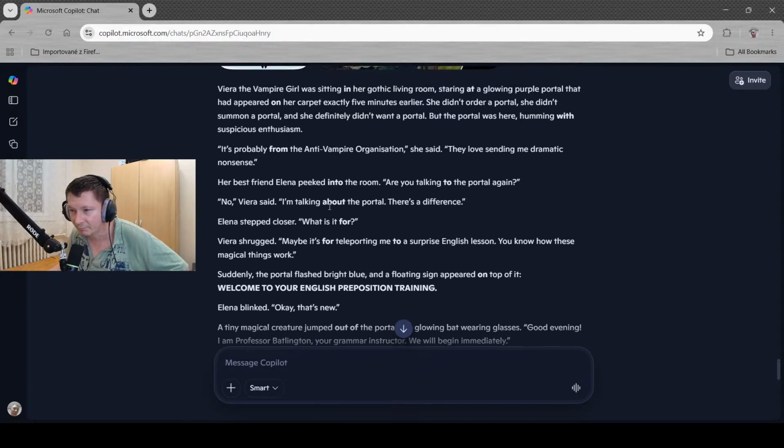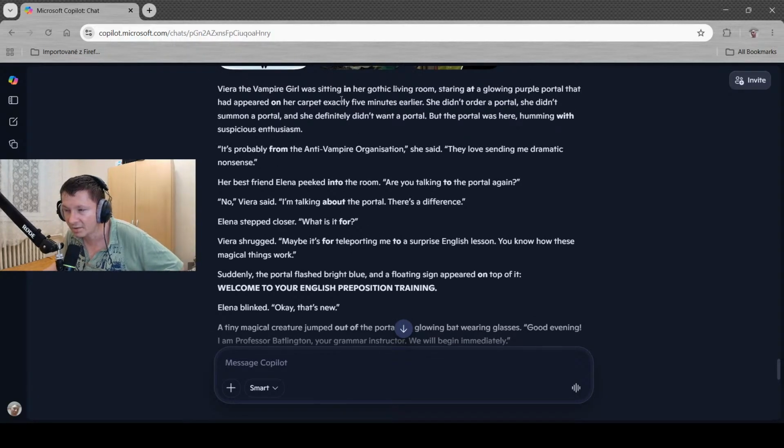Okay, let's start. The vampire girl was sitting in her gothic living room, staring at a glowing purple portal that had appeared on her carpet exactly 5 minutes earlier. She didn't order a portal, she didn't summon a portal, and she definitely didn't want a portal. But the portal was here, humming with suspicious enthusiasm. It's probably from the anti-vampire organization, she said. They love sending me dramatic nonsense.